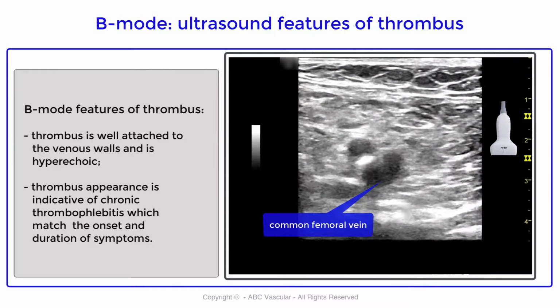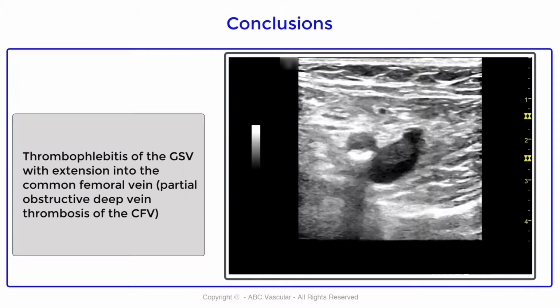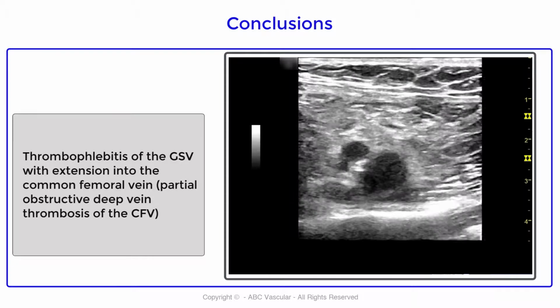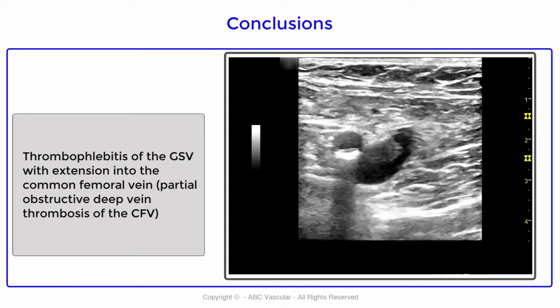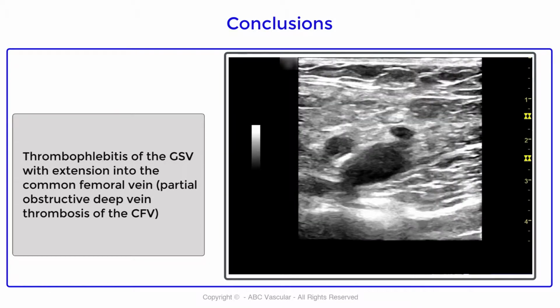The patient was therefore diagnosed with a chronic ascending thrombophlebitis of the great saphenous vein with extension into the deep venous system, causing partial obstructive deep vein thrombosis.